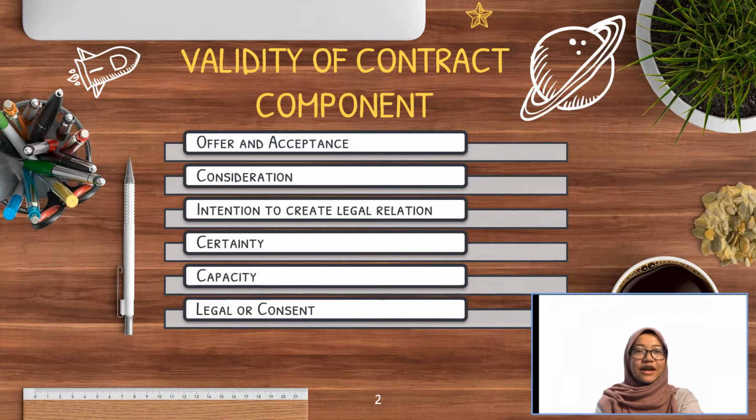I am Shakira and I will start my presentation on components of validity of contract. There are 6 components that determine whether the contract is valid or not, which are offer and acceptance, consideration, intention to create legal relation, certainty, capacity, and the last one is legality or consent.